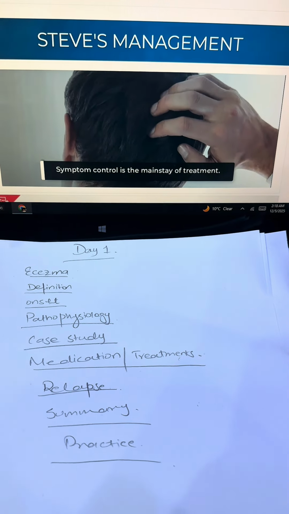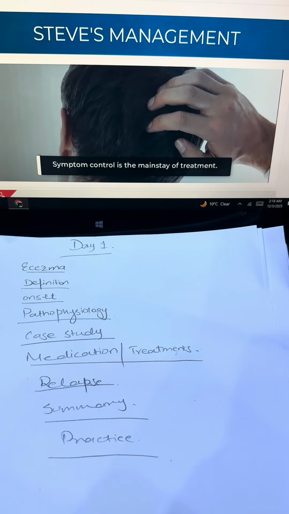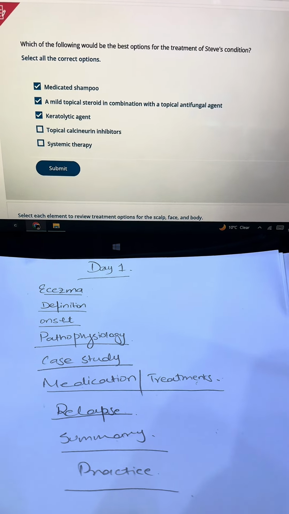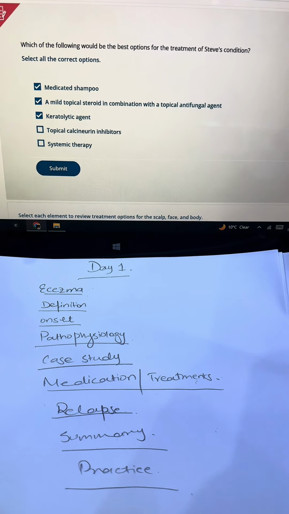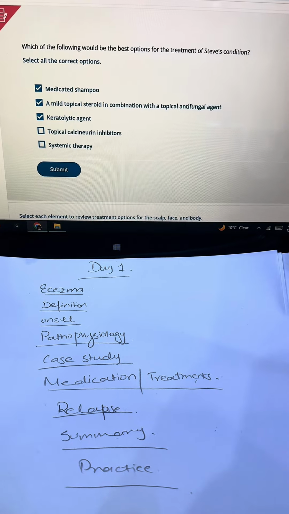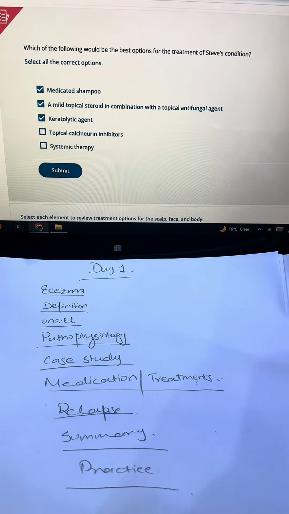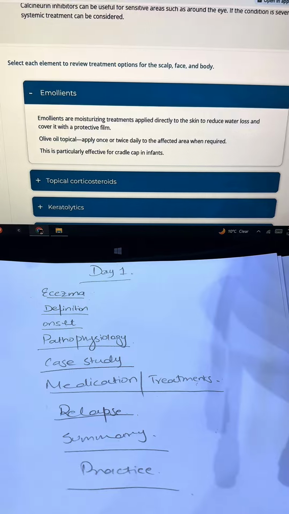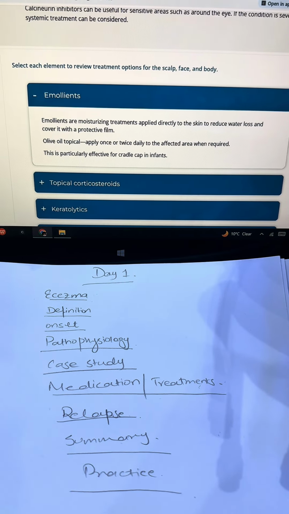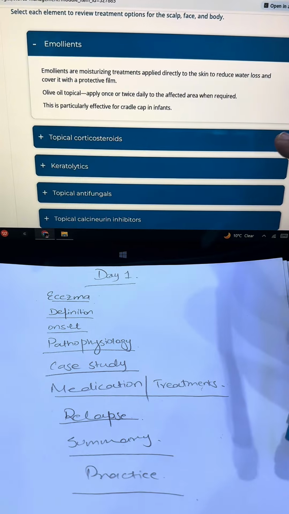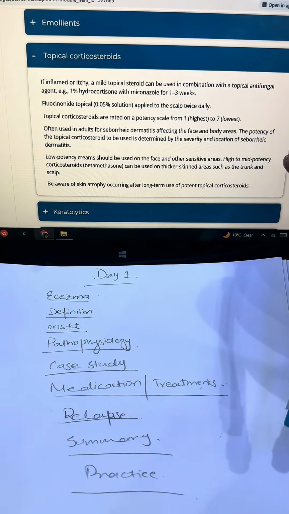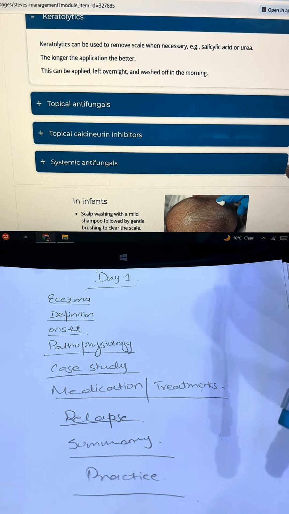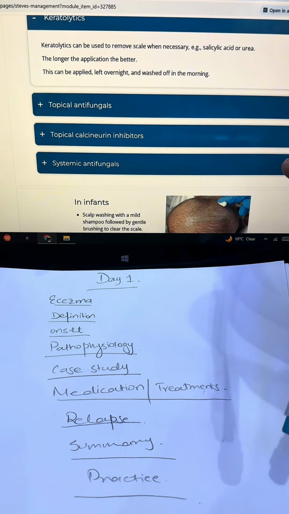In seborrheic dermatitis, we mostly treat for symptom control. Symptom control is the mainstay of treatment. Options include medicated shampoo, mild to moderate steroid in combination with topical antifungal, and keratolytic agents such as salicylic acid. Also emollients and topical corticosteroids applied to the affected areas, and keratolytics such as salicylic acid and urea. The longer the application, the better.